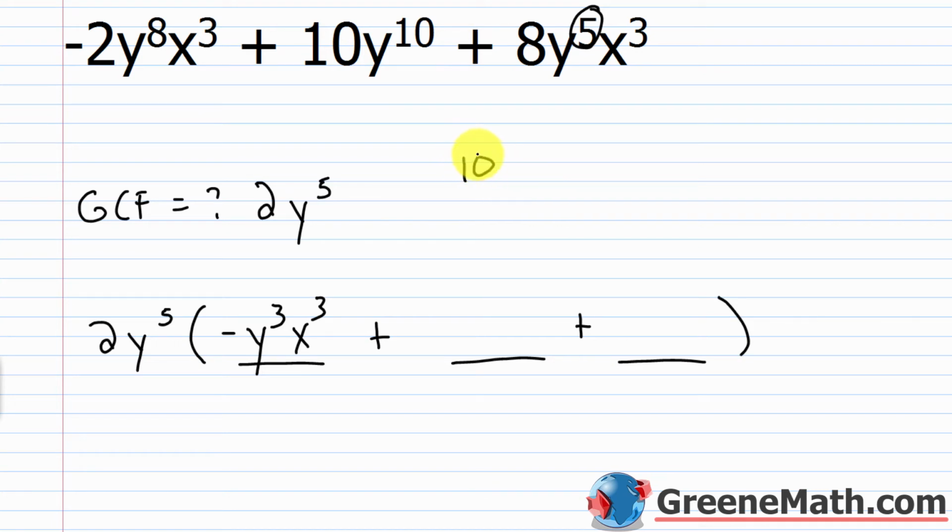You'd have 10y to the 10th over 2y to the 5th. 10 over 2 is 5. y to the 10th over y to the 5th is y to the 5th.